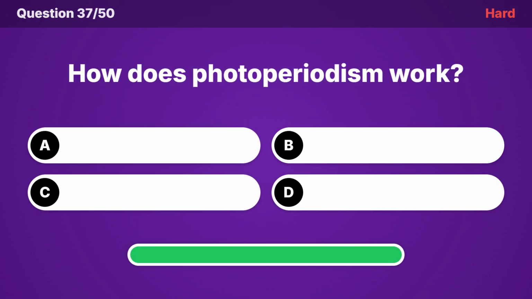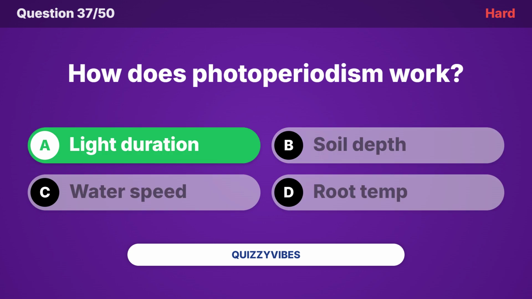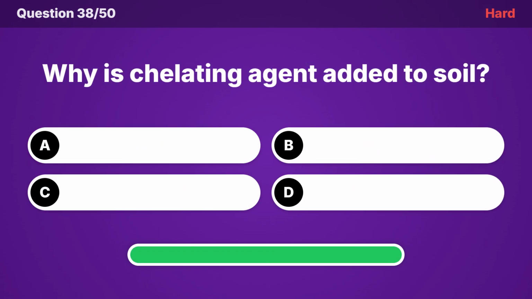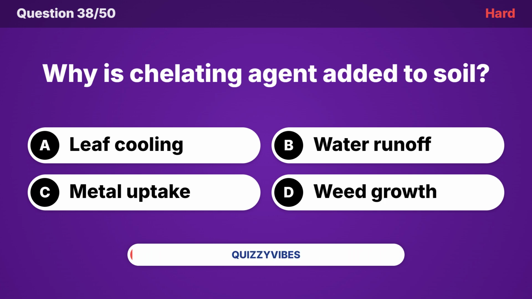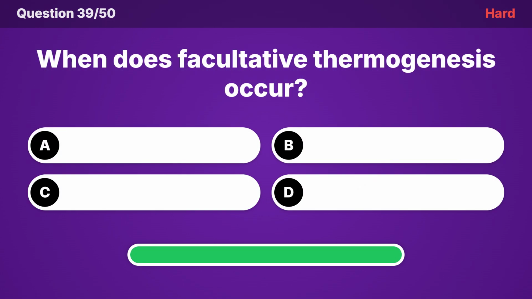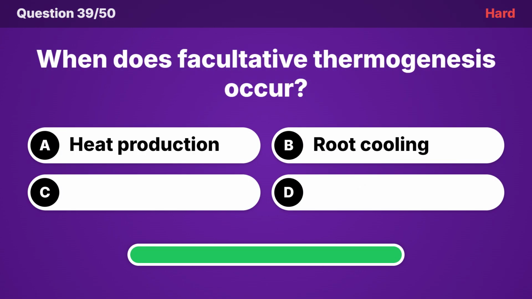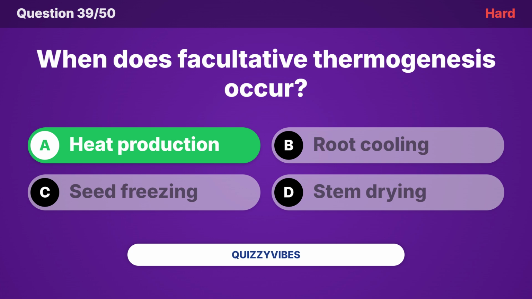How does photoperiodism work? Here is the answer. Light duration. Why is chelating agent added to soil? The answer is metal uptake. When does facultative thermogenesis occur? The answer is heat production.